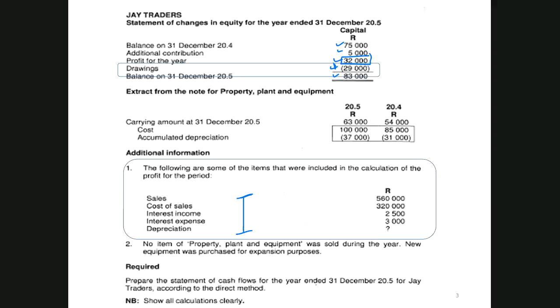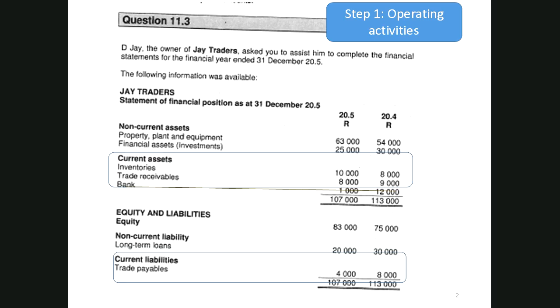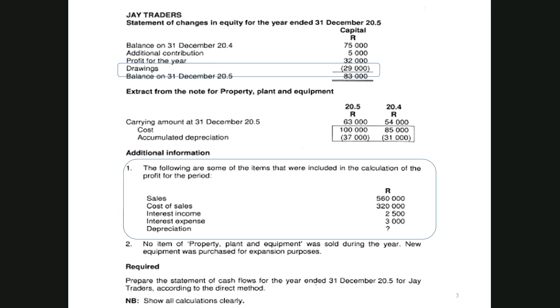If we go back and look at the first page, we've just got one line for property, plant and equipment. So what they're doing now is they're giving us what the amount was for cost and what the amount was for accumulated depreciation at the end of this year and at the end of last year. Okay, then the items included in the profit for the period, they've given us sales, cost of sales, interest income and interest expense, and those items must be shown separately on the face of the statement of cash flows.